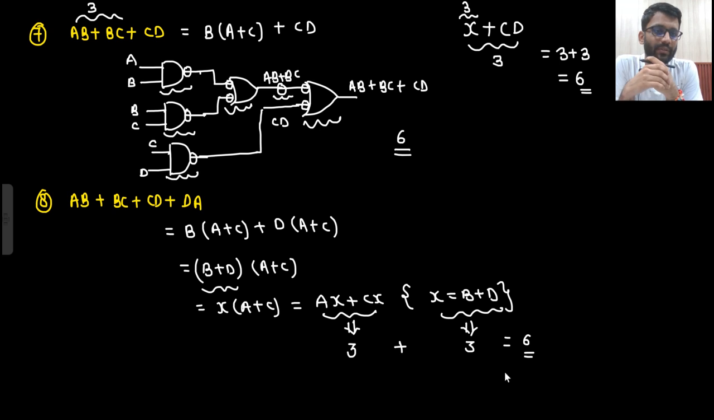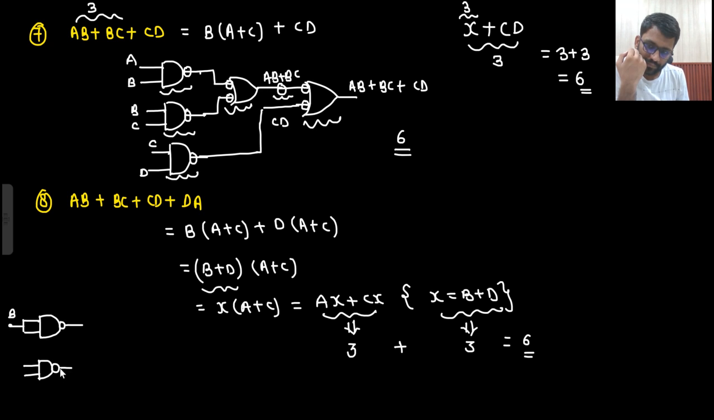Are you getting this point or not? First I will implement B plus D. How will I implement B plus D? This is how I will implement B plus D. This is B and this is D. So B plus D will be implemented.